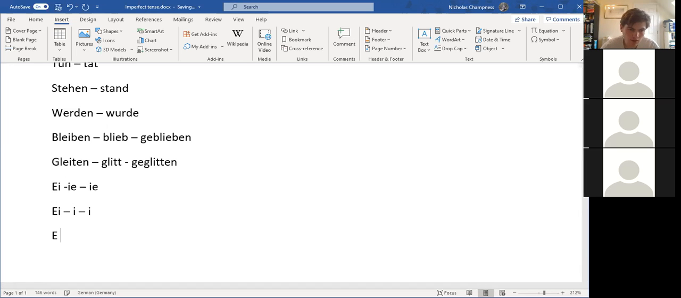Then we've got E goes to A goes to O. I'll attach the pictures with examples of the verbs that do this onto the YouTube video, because it's quite difficult to remember. Personally, I think it's easier to actually just remember the verbs rather than remembering the patterns. But whatever works for you. An example of that would be nehmen, quite a good one. So nehmen goes to nahm, goes to genommen.